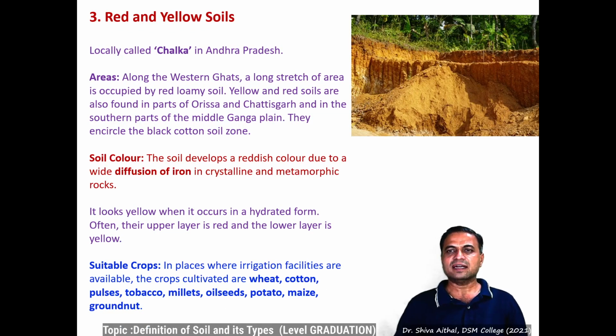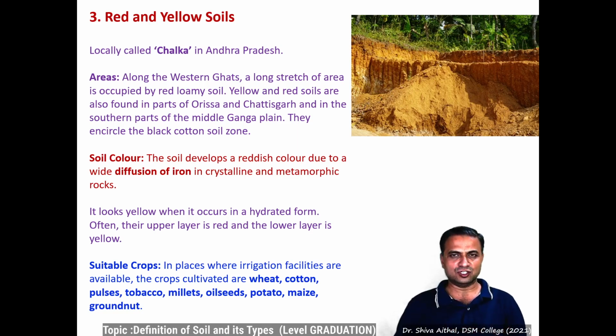The red soil and the yellow soils, these are known as chalka in Andhra Pradesh, very common in Orissa, Chhattisgarh, and Andhra Pradesh region also. Along the western ghats of our country, a long stretch of area along the western ghats is with this soil. These are called chalka. They are red at the top and yellow at the bottom.